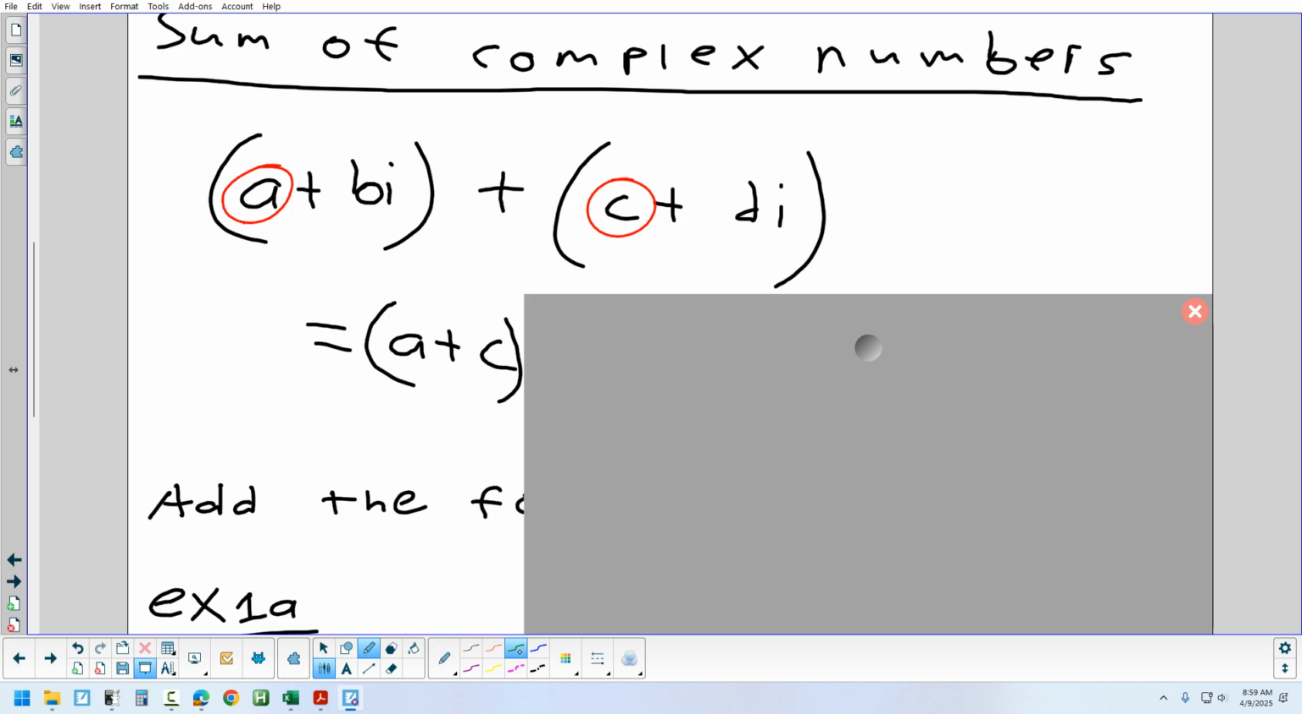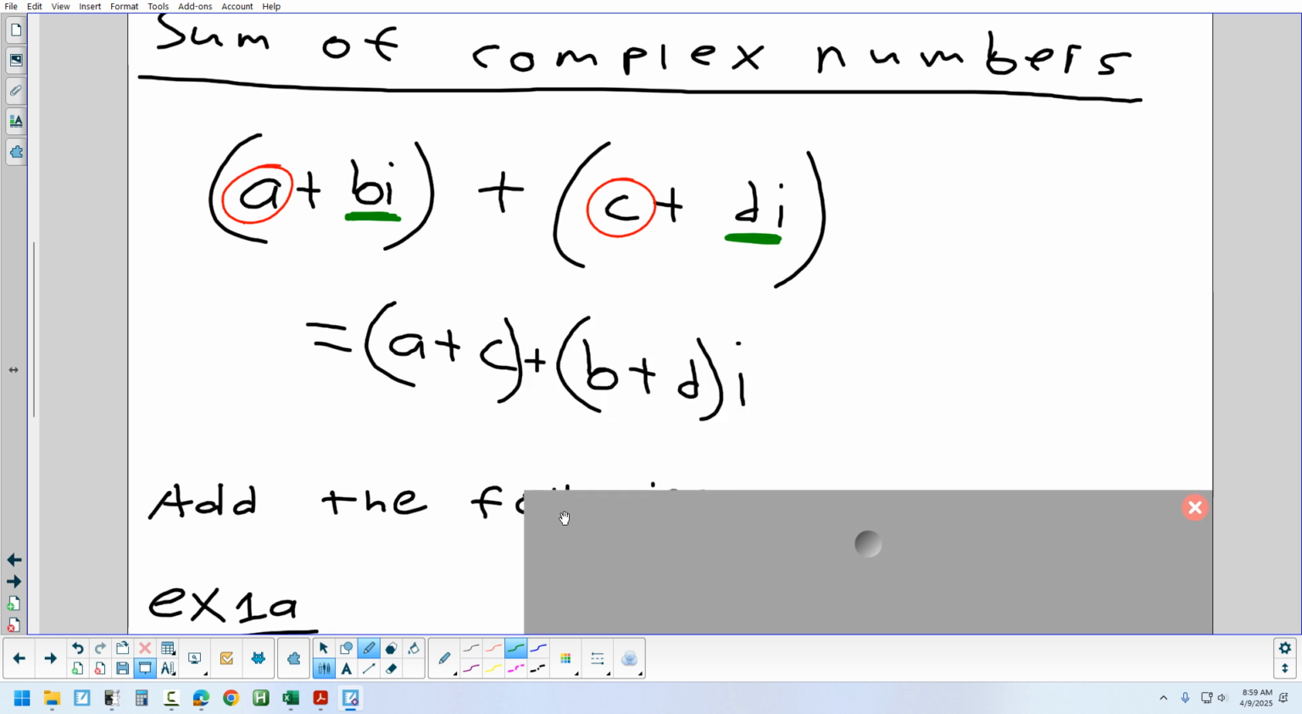And then if we look at the second part, we have a number with i right there, the B, and we have another number with i right there, D. Well, we can also add the B and the D together, but the i has to stay there because B and D were imaginary when they were separate. They're still imaginary when we combine them. It's kind of like if you combine x's with x's, they're still x's when you combine them. You just have more of them now. So you can combine real with real and imaginary with imaginary.